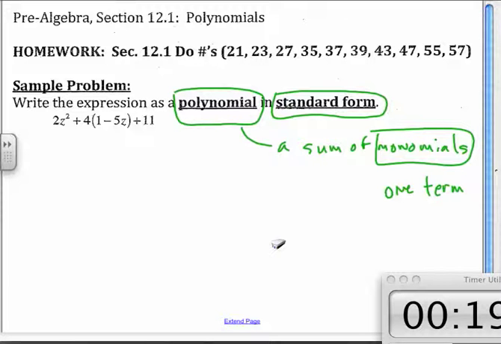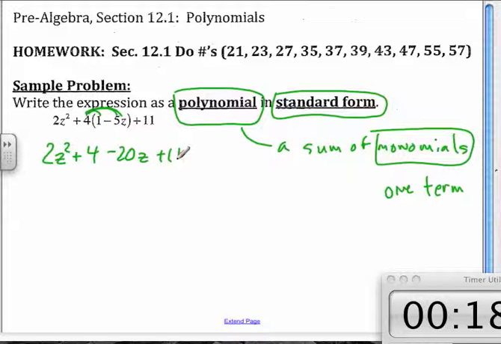The first thing I have to do is I need to distribute this in. I'm using PEMDAS, right? I need to multiply before I can add and subtract stuff. So I'm going to multiply this 4 in, and I'm going to get 2z squared, that didn't change at all, plus 4 times 1 is 4, and then 4 times minus 5z is minus 20z plus 11. Okay, all right, so far so good.